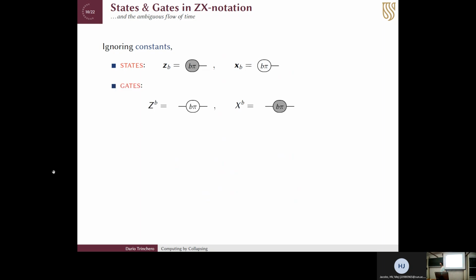Likewise, we can get gates. So B is binary. That means that this is either the identity or Z, and it's just the Z spider, two-legged. This is either the identity or X. It's just the two-legged spider with X. We're going to need a notation for the Hadamard gate, which we met earlier, but we can actually write that in terms of the others. So we're going to use this little notation for a square, but it just translates into that.